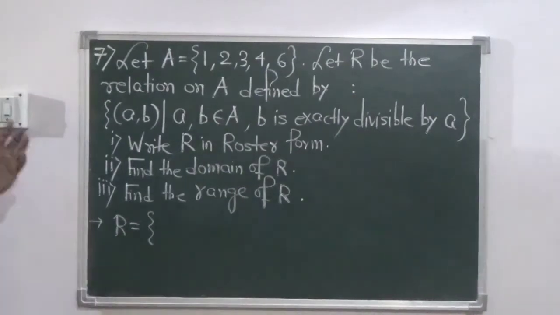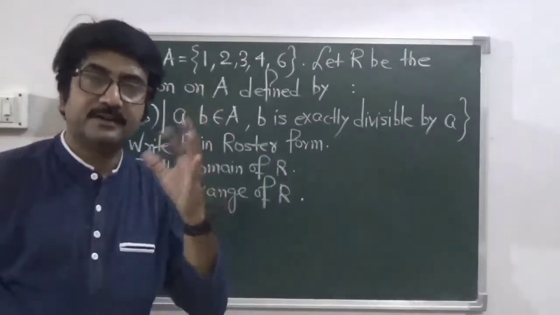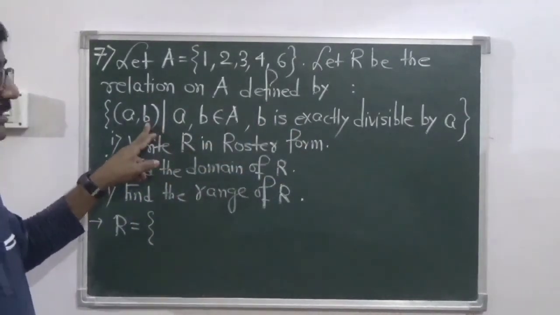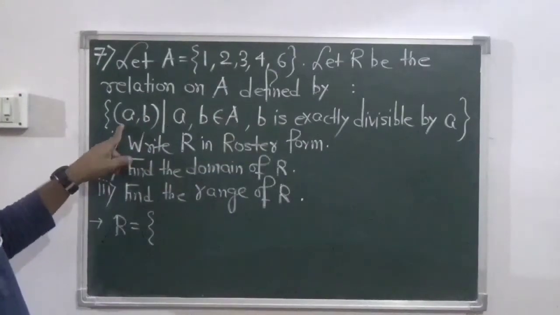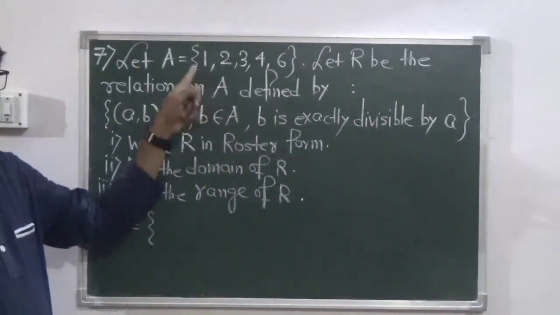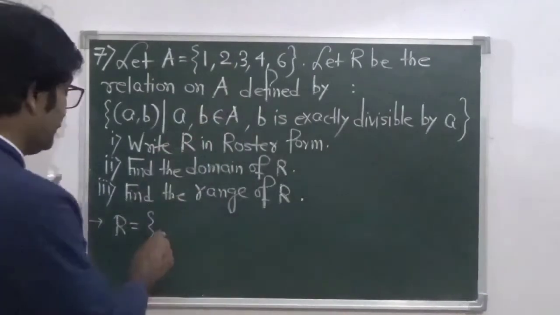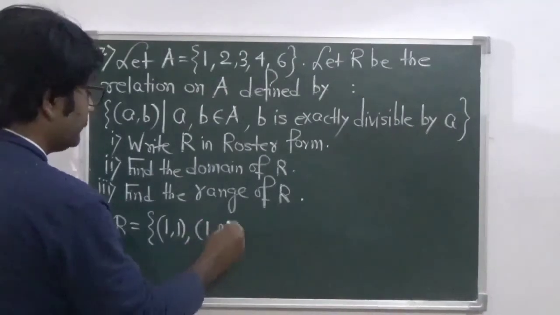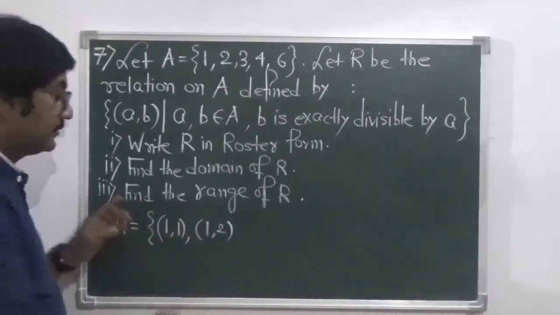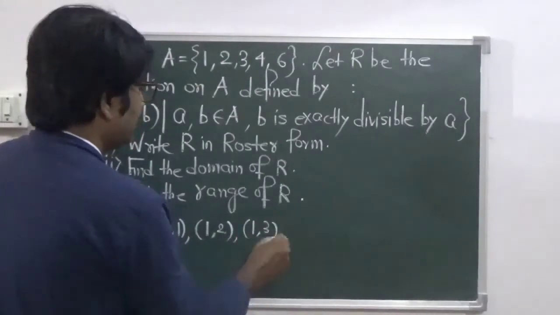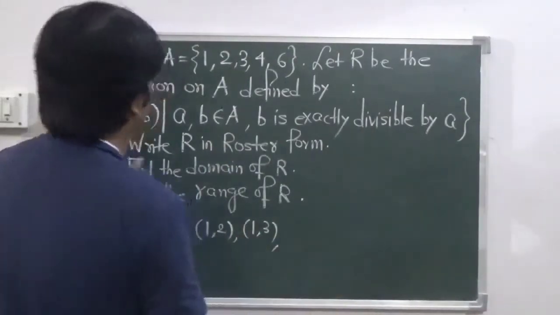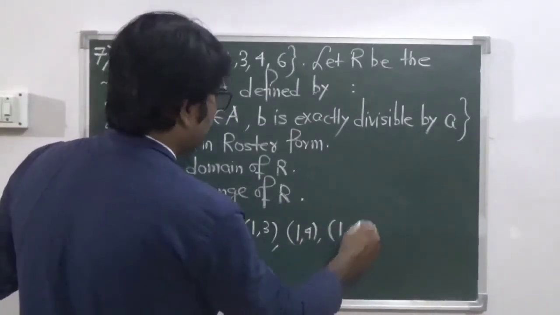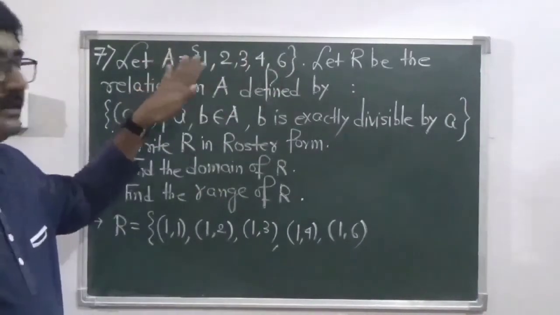So we need to take all those ordered pairs under the condition that b, that is the second element in the ordered pair, is exactly divisible by a. So 1, 1, if you take, 1 is exactly divisible by 1. So 1 comma 1, 1 comma 2, 2 is exactly divisible by 1. 1 comma 3, 3 is also exactly divisible by 1, 1 comma 4 and 1 comma 6.